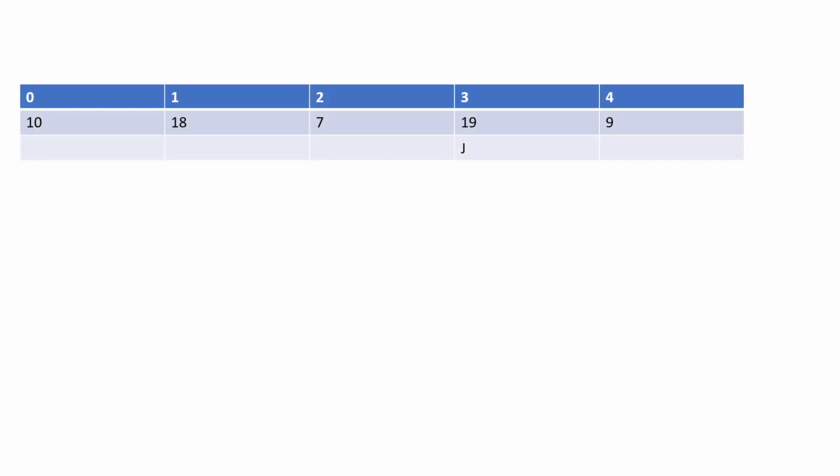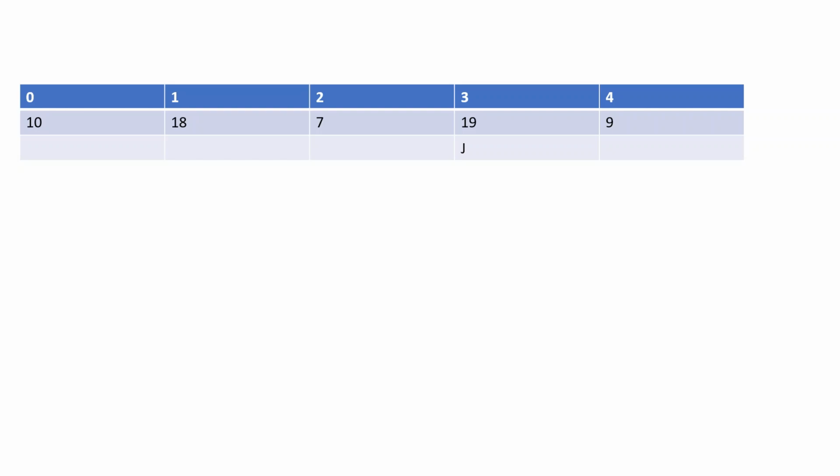In the second index, the value is 7, and in the third index, the value is 19. So now I again incremented j by 1, and the position of j is at index 3.